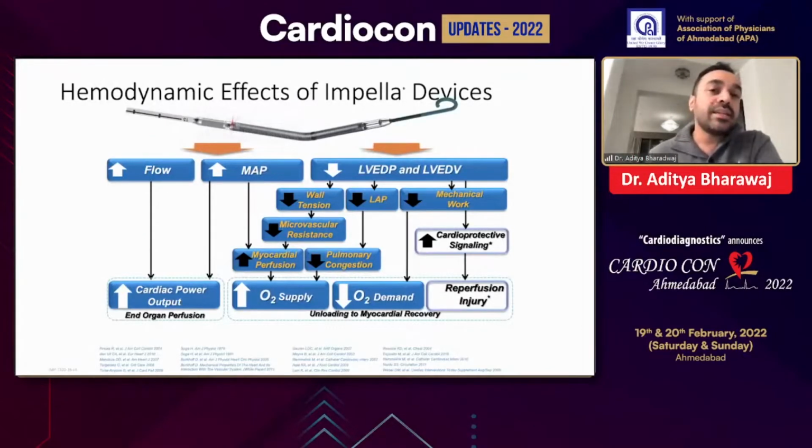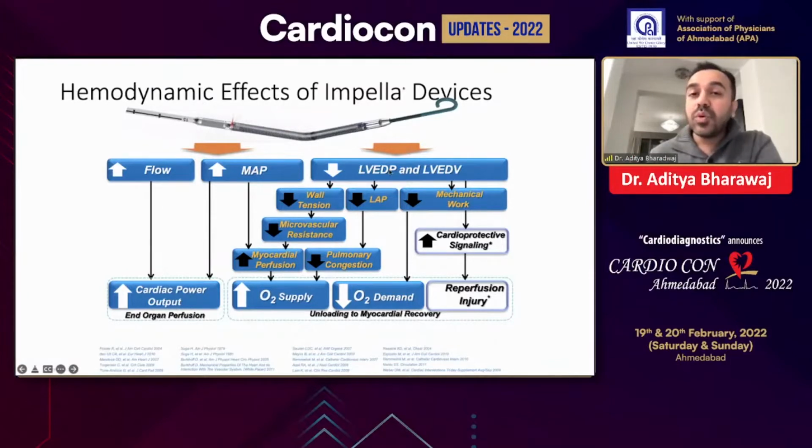So why do I say that this young patient should get Impella as the first-line mechanical circulatory support? It's because of all these hemodynamic benefits that the Impella provides. First and foremost, like we know, it increases flow across the aortic valve. So it increases the cardiac output, and it increases end organ perfusion. It increases mean arterial pressure, also accomplishing these two things.